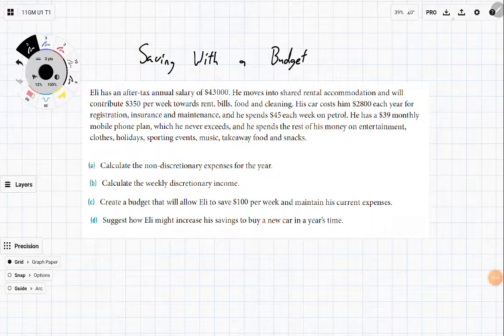Alrighty, so today we're going to be having a look at doing a bit more budgeting. Now this time we're going to be looking at a worded question, so let's have a look.